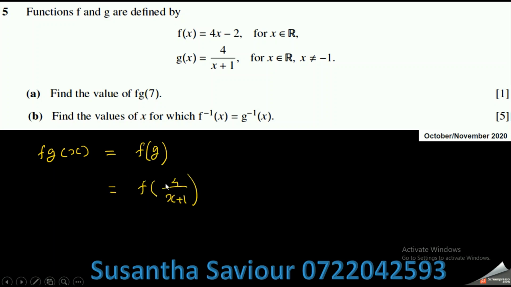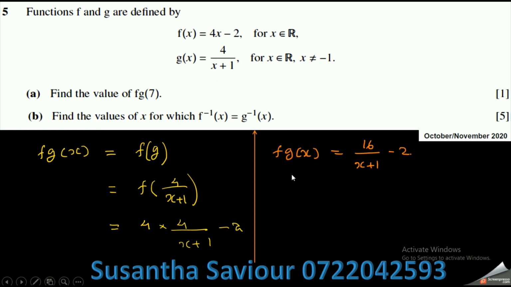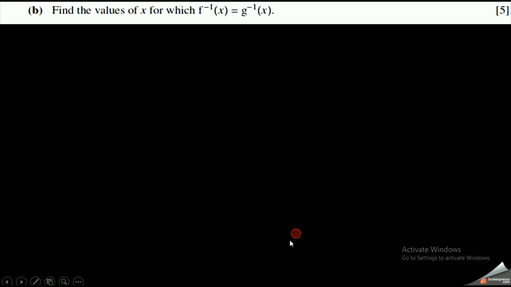In the function f, you apply g, 4 over x plus 1, then we can say 4 into 4 over x plus 1 minus 2, because f is 4x minus 2, instead of this x we apply this, right? Now we can apply 7 here, right? 16 over x plus 1 minus 2. Then we will apply x equals 7 here. This will be 2 minus 2 is 0. So fg(7) is equal to 0.